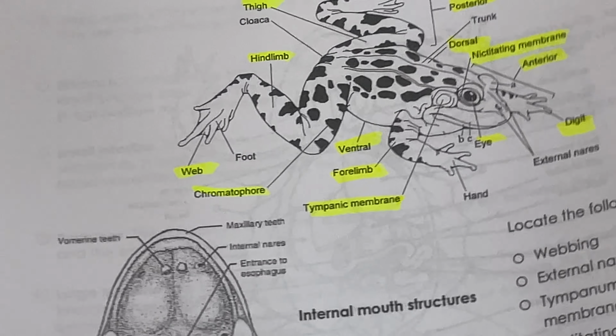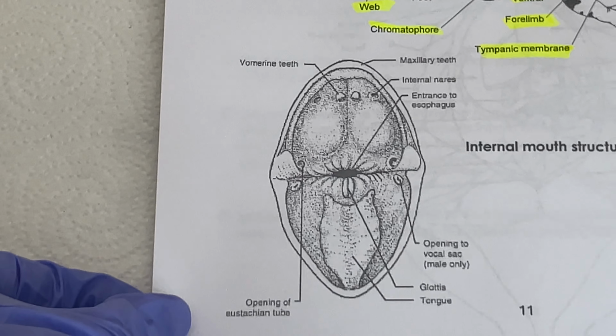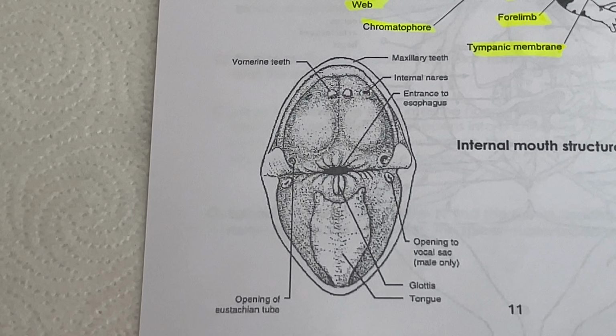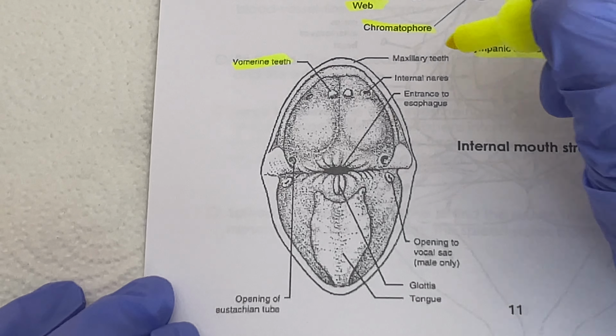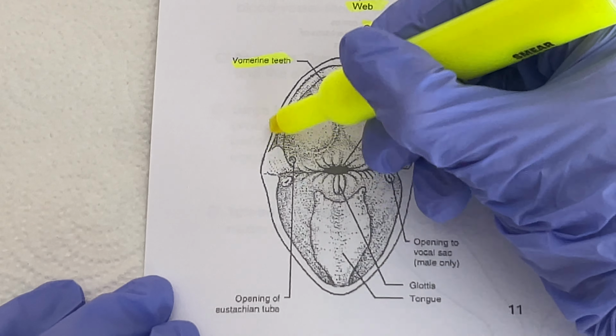When we look at the internal mouth structures, when we open the frog's mouth and look inside, I'd like for you to find the vomerine teeth, and I'd also like for you to look for as well as feel for the maxillary teeth on the upper jaw.